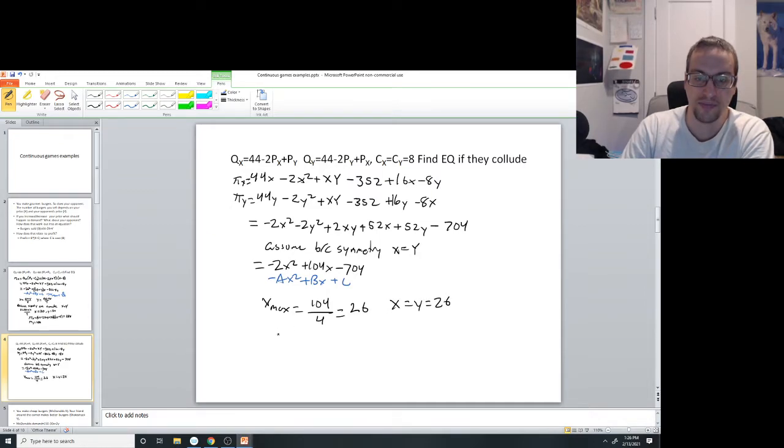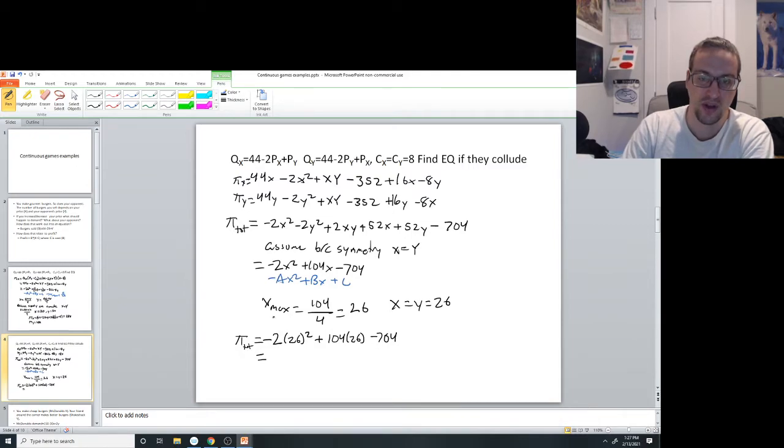Now, we can again figure out the profit the same way. It's going to be 44 minus 2 times 26. Actually, that would be the profit for one of them, and you could double it. But let's go back and look at this result right here, this negative 2 times 26 squared plus 104 times 26 minus 704. That's our profit total. And I guess I should have written that up here. Equals profit total. Okay, that's that.